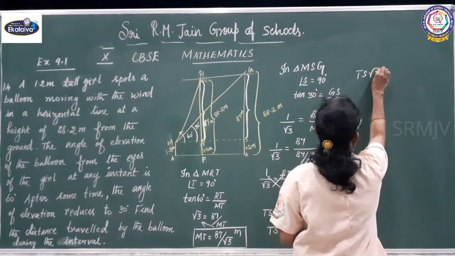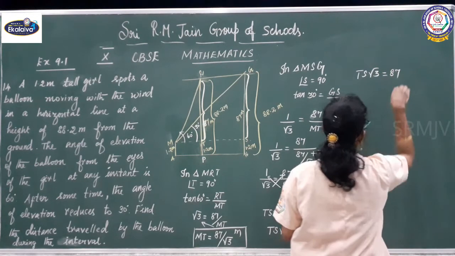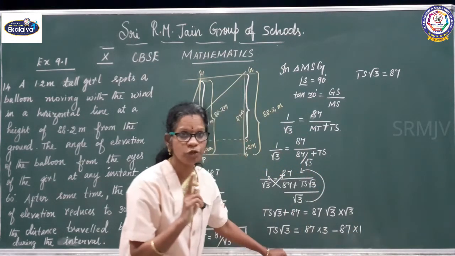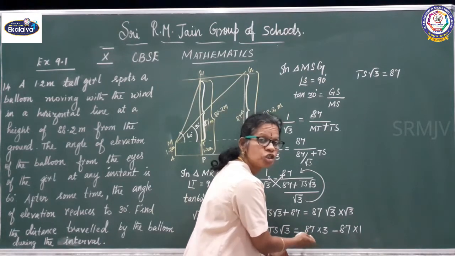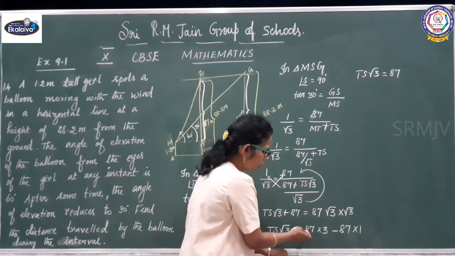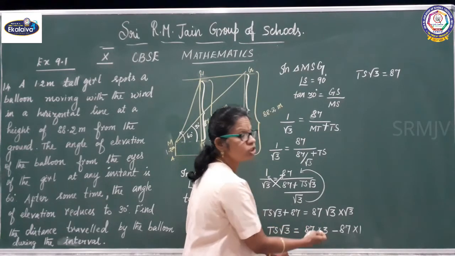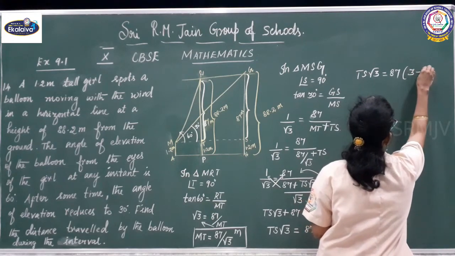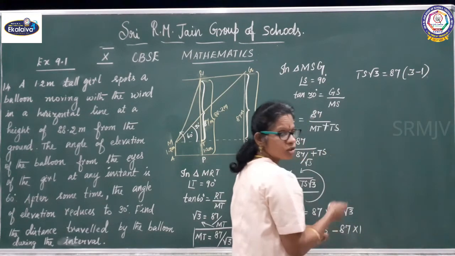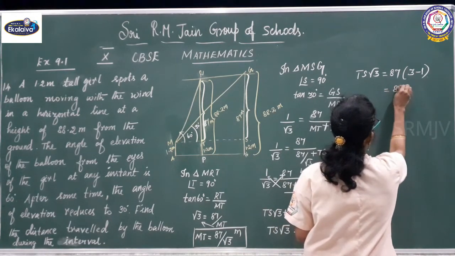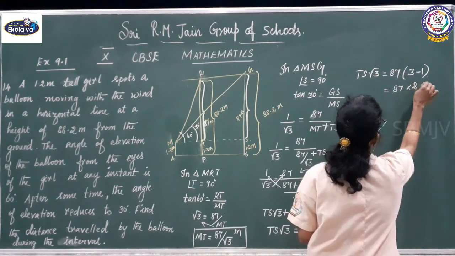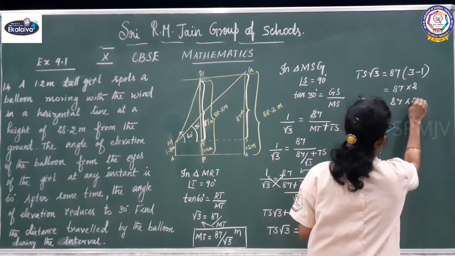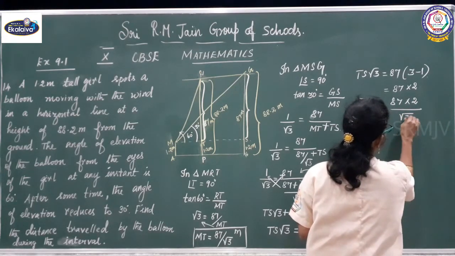TS root 3 equals 87, you should take it as common. Then what should be the rest? 87 can be written as 87 into 1. It won't be disturbed, right? That's why I said distribution law over subtraction. Here 87 you should take as common. Then which two things come under the bracket? 3 minus 1. Then what can you get? 87 into 2, right? Now TS equals 87 into 2 divided by root 3.